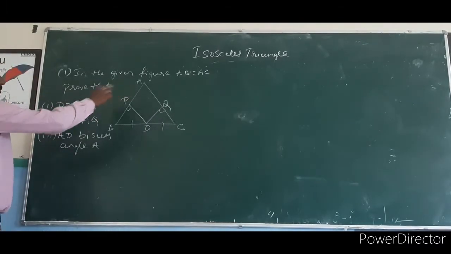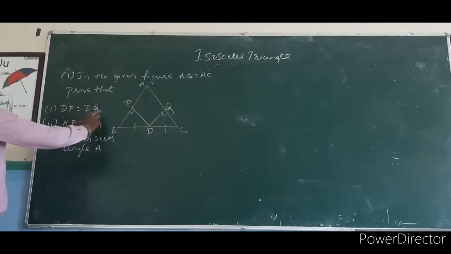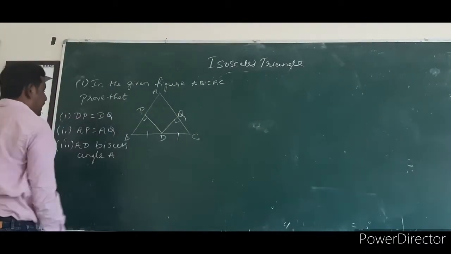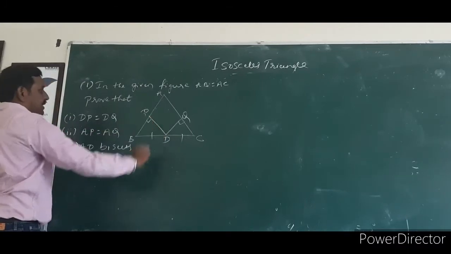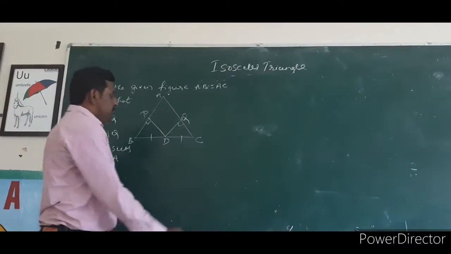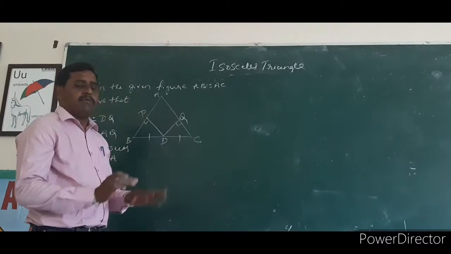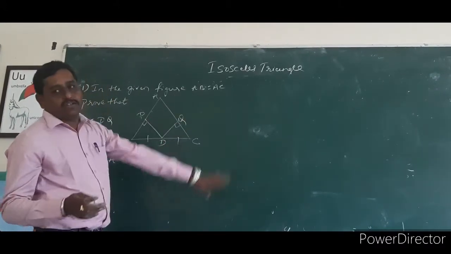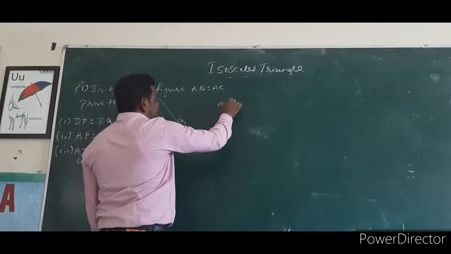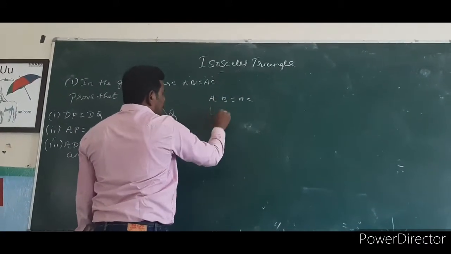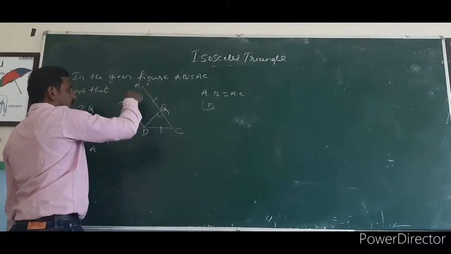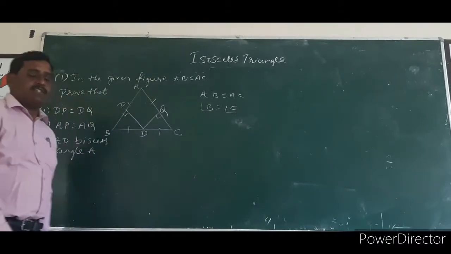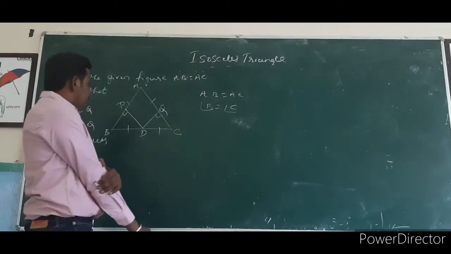In the given figure, AB is equal to AC. Prove that DP is equal to DQ, AP is equal to AQ, and AD bisects angle A. We already solved this type of problem in triangles also. Here we are taking one more step, the isosceles triangle. If AB equals AC, meaning these two sides are equal, then angle B is equal to angle C. Equal sides have equal opposite angles.